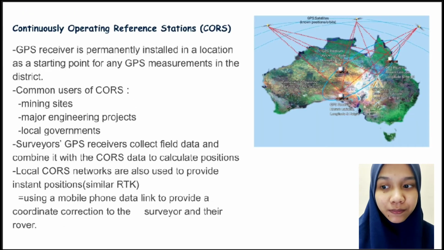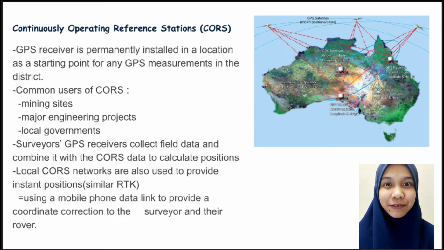Now we move on to the continuously operating reference station. This GPS is installed permanently in one location and used as the starting point for the GPS measurement. The ones that usually use these measurements are local governments, mining sites, or major engineering projects. The surveyor would eventually collect and combine the data to calculate the position.